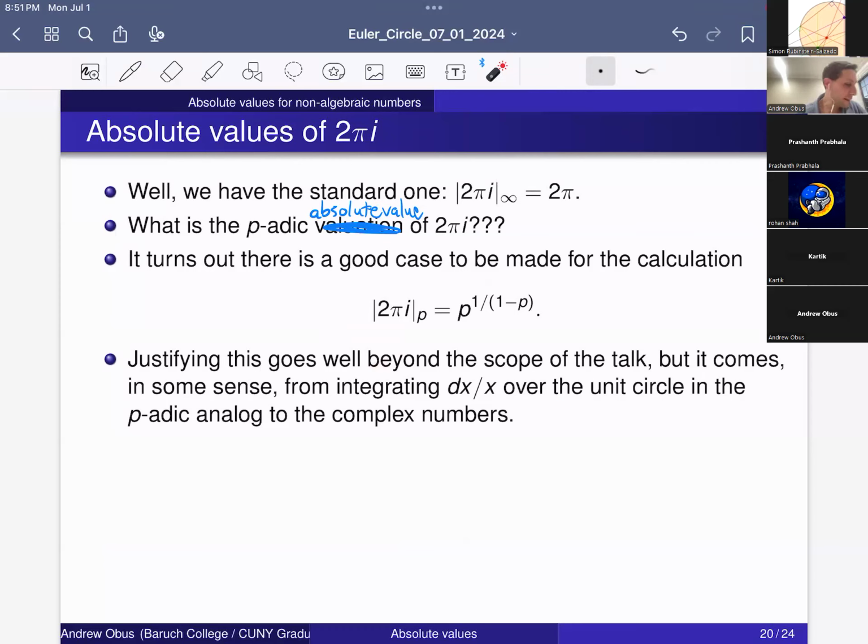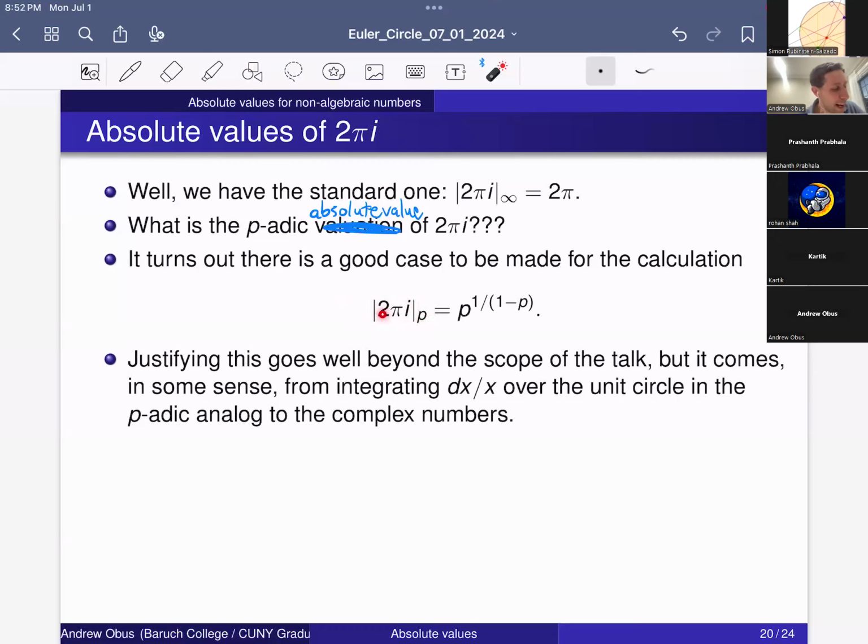And justifying this will go well beyond the scope of the talk, so I'm not going to really be able to justify it, but it comes in some sense from taking, if you know any complex analysis, which maybe not many of you do, but it's Euler Circle, so there may be some people who do, integrating dx over x over the unit circle, taking a contour integral in complex numbers, that's going to give you 2 pi i, and it turns out there's a p-adic analog of that, and it gives you something that's called a p-adic period, and that period looks like p to the 1 over p minus 1.